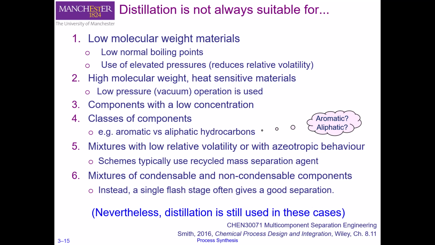And the final point is that if the mixture contains low boiling point components that we normally call light components and much heavier boiling components, like the case of condensable components and non-condensable gases like nitrogen and oxygen, then we may just want to use a flash drum instead of using a distillation column.